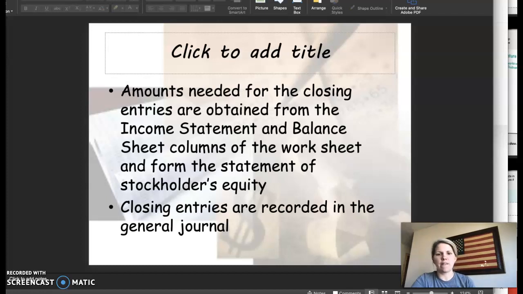And so then where are we getting these amounts from to do our closing entries? We're going to find them in our income statement and balance sheet columns from the worksheet, as well as our statement of stockholders' equity. And then just like always, and just like we did with those adjustments, we're going to record them in our general journal.